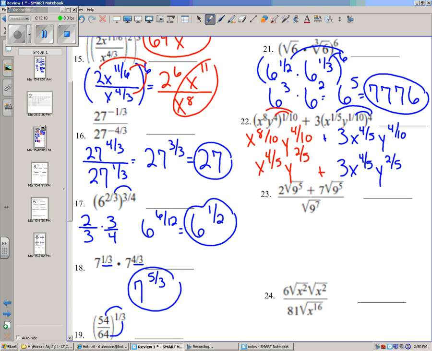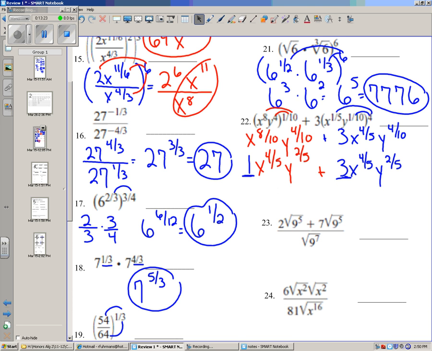So when I look, I have 3 of these x to the 4/5, y to the 2/5, and I'm just going to put a 1 in there for the sake of adding. And so when I'm done there, let me move this down a little bit, my final answer is that I have 4 of these x to the 4/5 and y to the 2/5. And that's my final answer for 22.